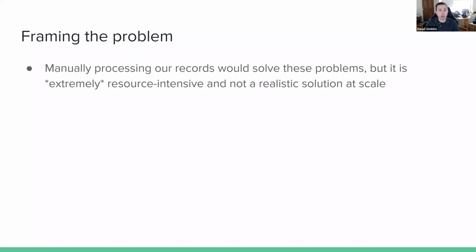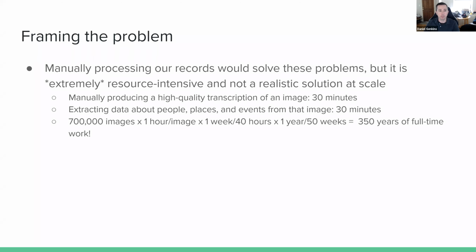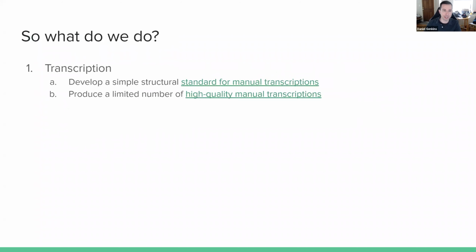We could get around a lot of these problems by manually processing these records, but that's not really a viable solution at scale. For example, to manually transcribe an image can, very, very generously, be done in half an hour. It probably would take closer to an hour. And then combing through that transcription and picking out information about people, places, and events takes at least another half hour, right? And if you do the math on that, it's 350 years of full-time work to manually process our whole collection. So we're not going to be doing that. Even if we had the resources to do that, it's not an efficient use of anybody's time, right? So there are other ways to go about accessing the information encoded in these records.